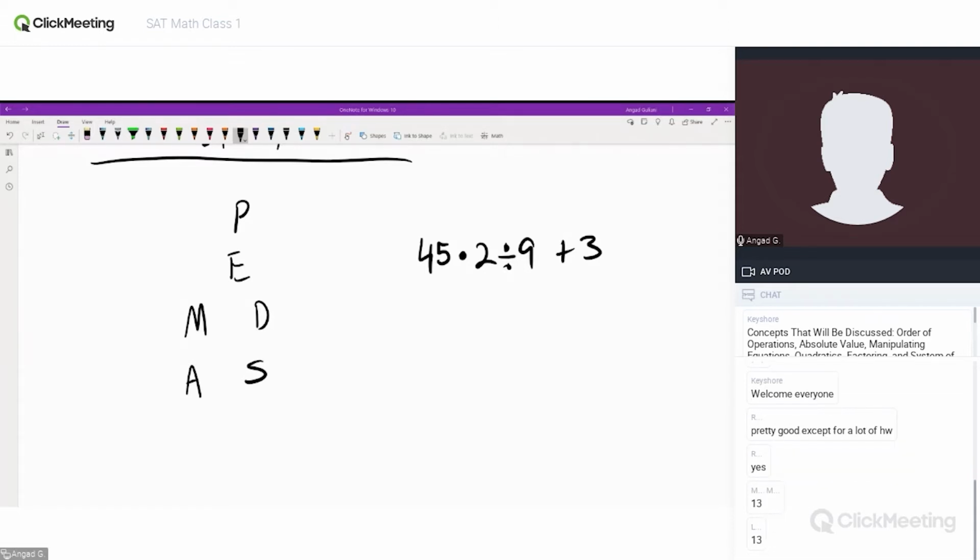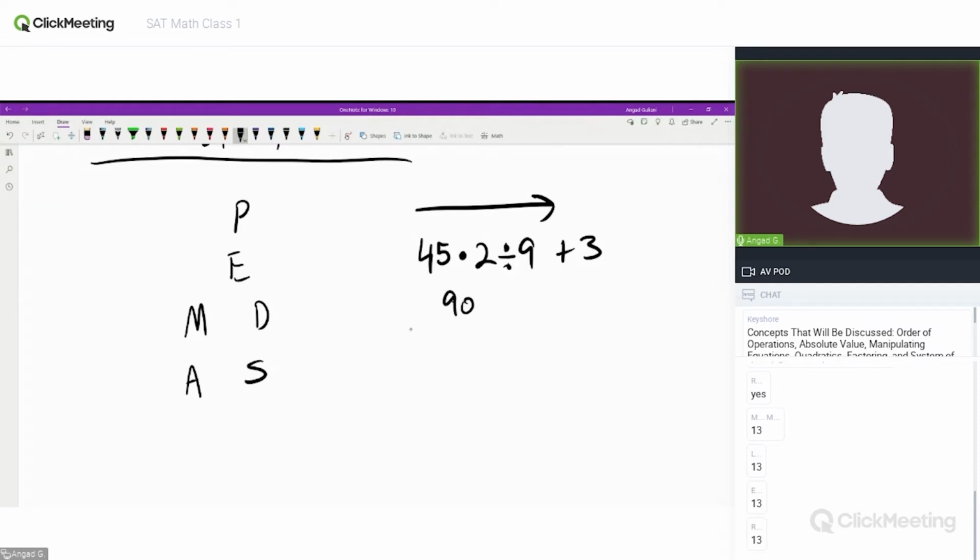Very good, Maria. You too, Lasha. The answer is 13. And the reason being that, remember, we have multiplication, division, and addition. We know that multiplication and division are supposed to happen before addition, but it's already on the left side, so we don't have to do anything different. We just have to read from left to right. So 45 times 2 is 90. Divided by 9 is 10. And then we add the 3, and we get 13. Do you guys get this?